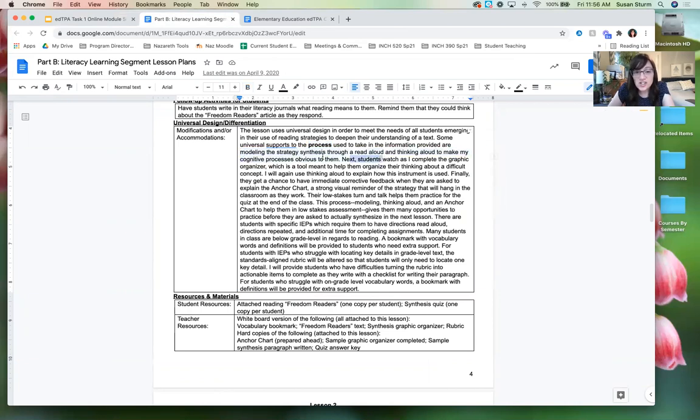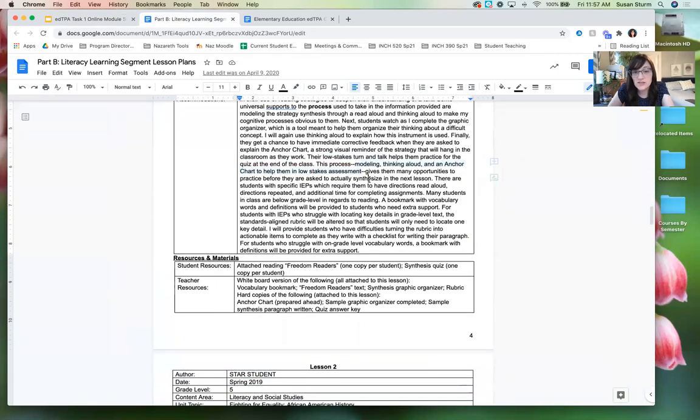They're going to watch as she does the graphic organizer. She's again going to think aloud about that. They're going to get immediate corrective feedback, and they're going to be asked to explain the anchor chart. The anchor chart is a strong visual to help them. They're going to have a low stakes turn and talk. Modeling, thinking aloud, and the anchor chart help them in that low stakes assessment that she's given.